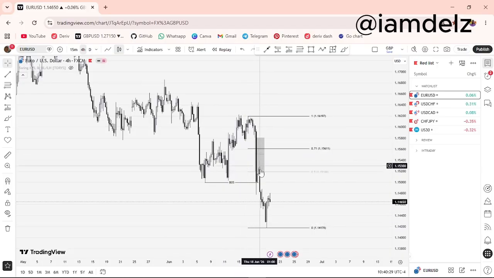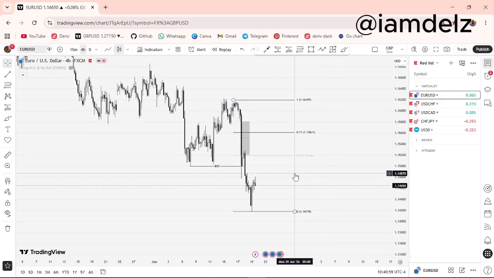We had an expansion that broke the structure, coming from the pullback of this, after this sweep happened and the break of structure. So this is like the origin of this setup. This is the reversal pattern and this is the continuation.